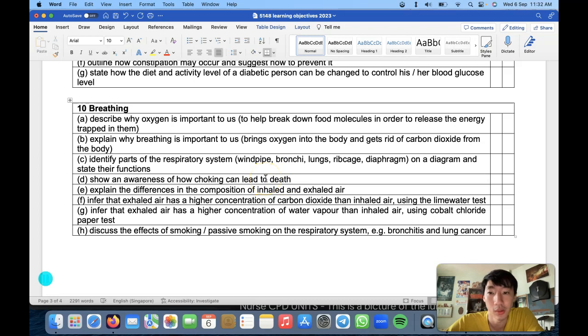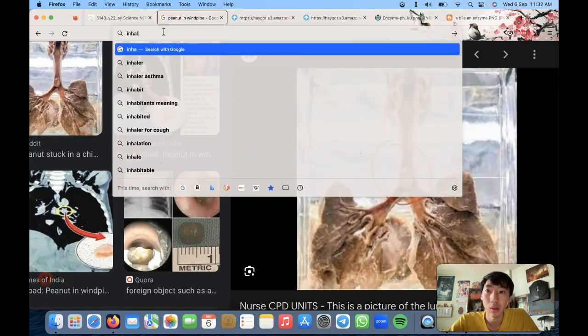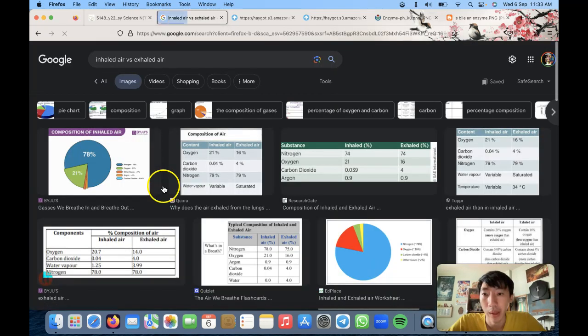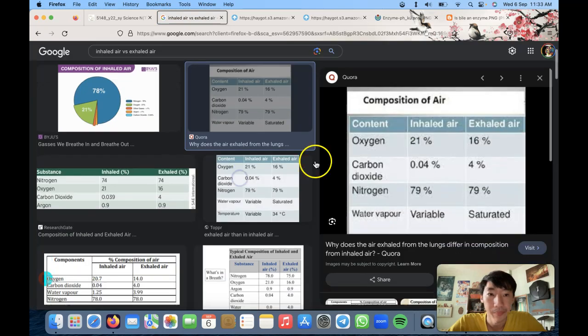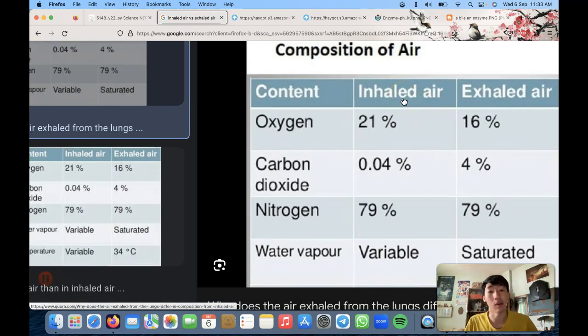Okay, what's the difference between inhaled air and exhaled air? For this one, there are three main things that we have to compare. Firstly, inhaled air. Inhaled air is the air in the surroundings around us. We call this the atmospheric air.